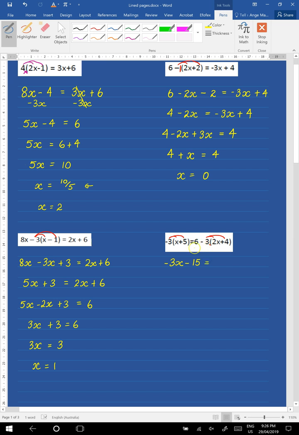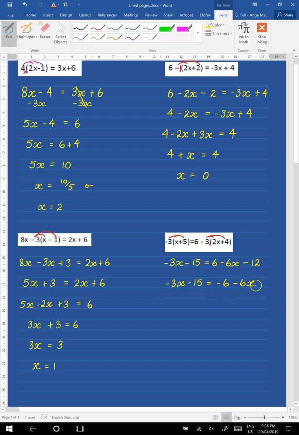And yes, we can't go 6 take 3 because of that multiply in between here. So we have to go minus 3 times 2x is minus 6x. Negative times a positive, we just did that. Different sign is a minus. 3 4s are 12. Tidy up, nothing to tidy up on the left-hand side, so we just rewrite that. Here, we can tidy up the numbers, so 6 take 12 is minus 6. Take 6x.